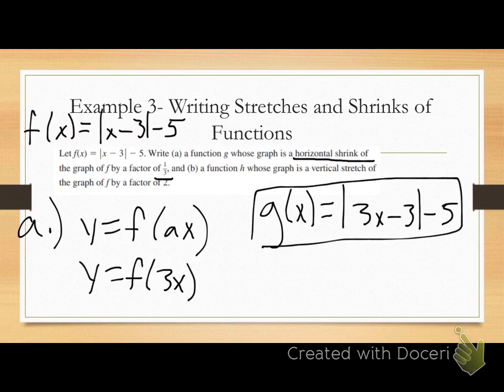Does that make sense? Questions there? Okay with letter A? Can I erase and move to letter B? Erasing and moving to letter B.